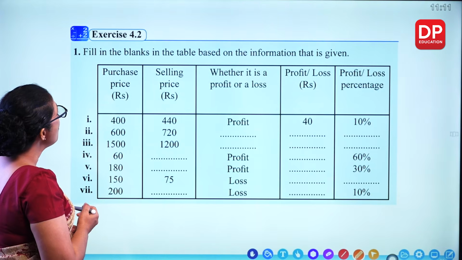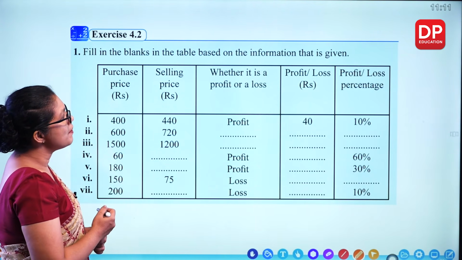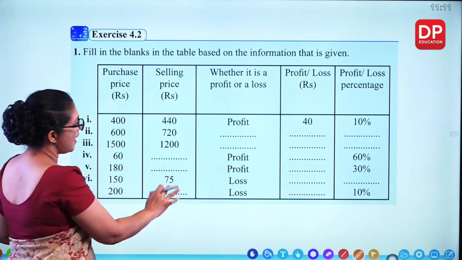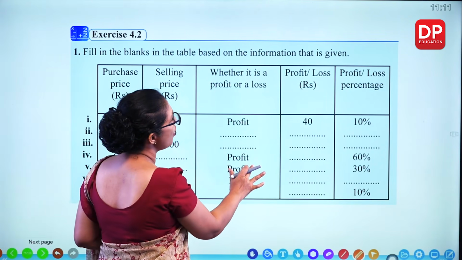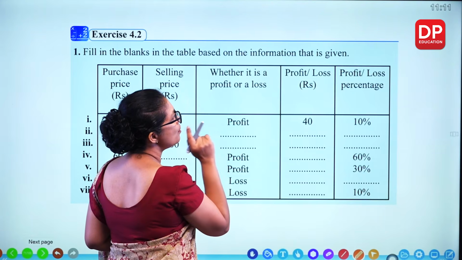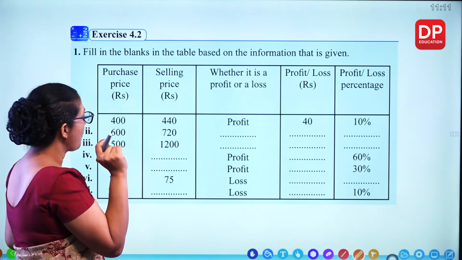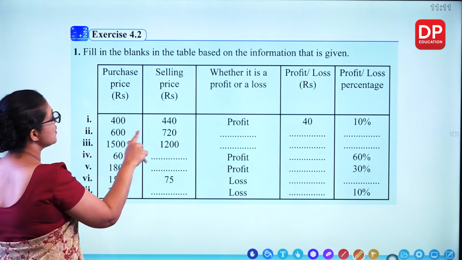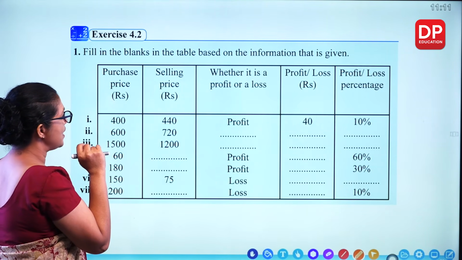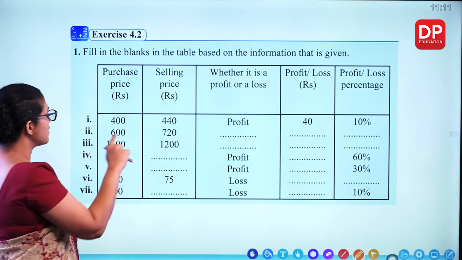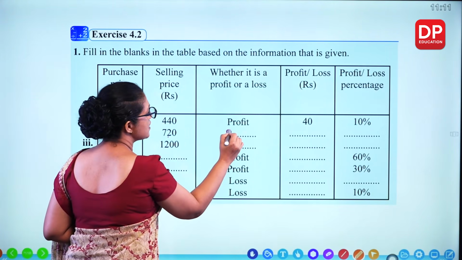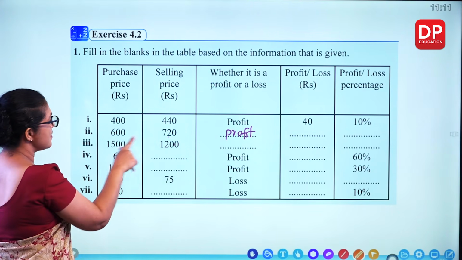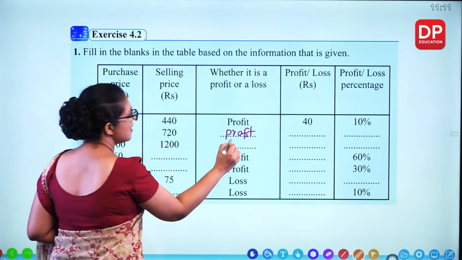Exercise 4.2. Fill in the blanks in the table based on the information that is given. Purchase price is given, some blanks in selling price and the profit or loss, and the value and the profit or loss percentage. So first one done for you. Second one, 600 purchase price, selling price is 720. Is it a profit or a loss? This is more, that means a profit. Here also we'll see this is selling price is less than that, so this is a loss.